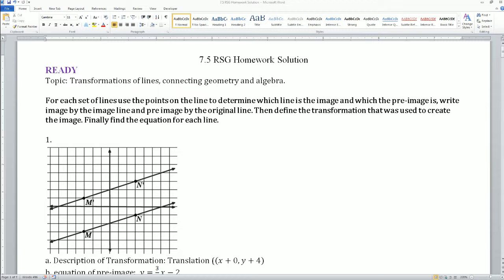Here you have the ready part. It says for each set of lines, using the point on the line to determine which line is the image and which one is the pre-image. Write the image by the image line and pre-image by the original line. Then define the transformation that was used to create the image. Finally, find the equation for each line.